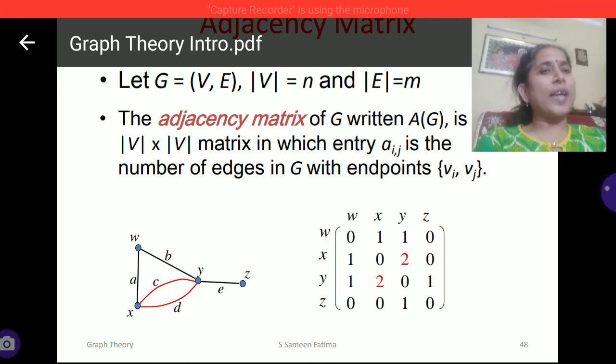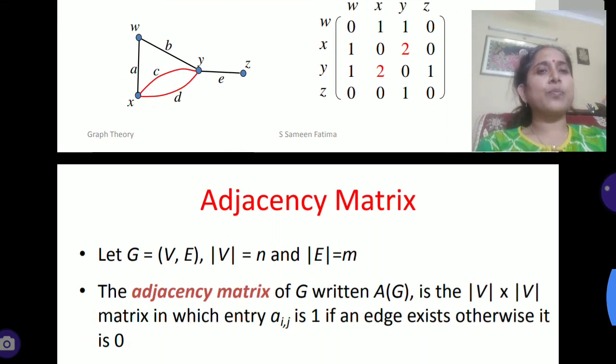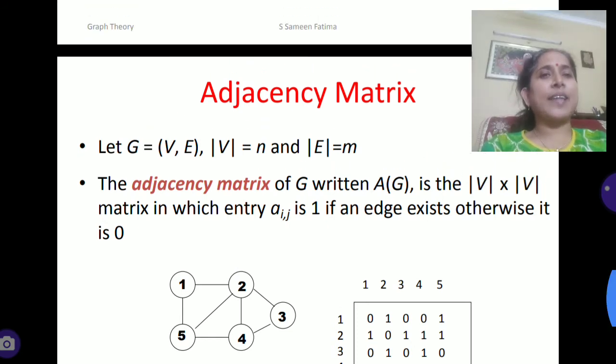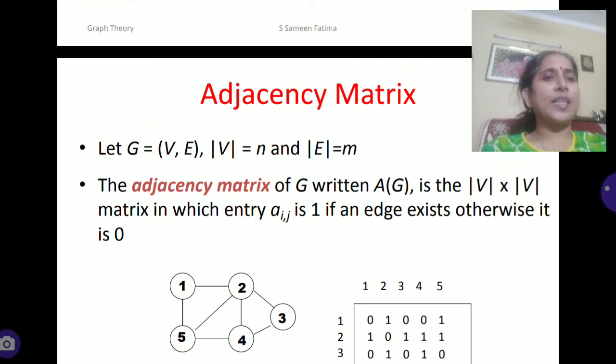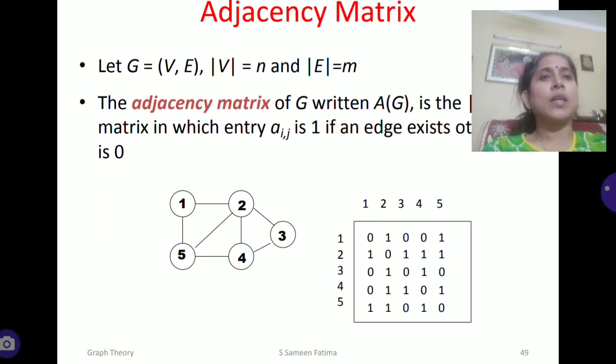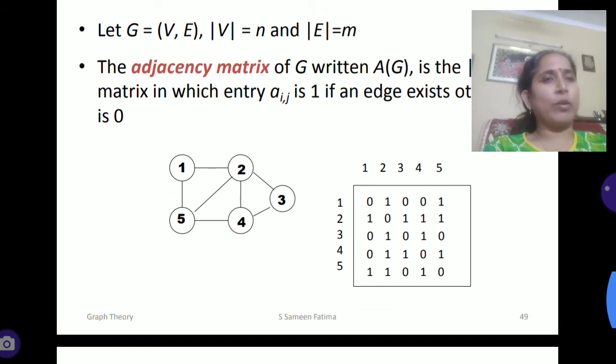You may get a question either way. Next, this is another example of explaining the adjacency matrix. Technically it is said the adjacency matrix of G, written as AG, is of size V cross V, that is, the number of vertices makes the row and column. Entry Aij is 1 if an edge exists, otherwise it is 0. I've already told you.